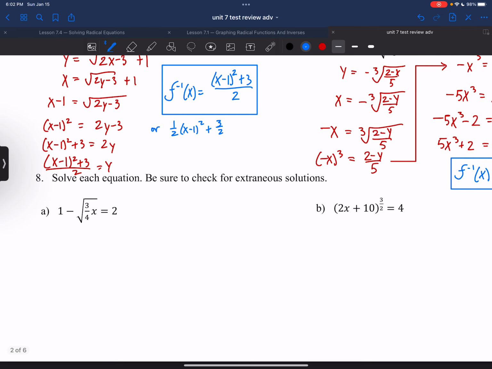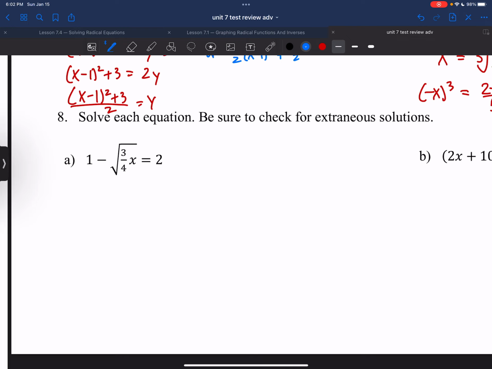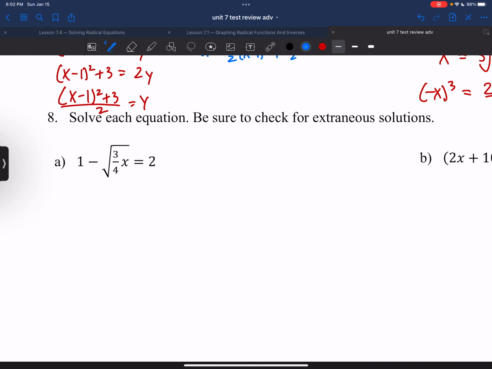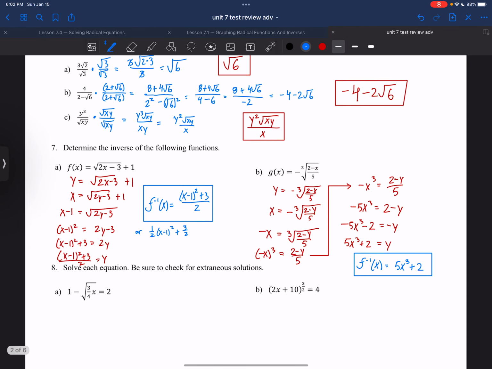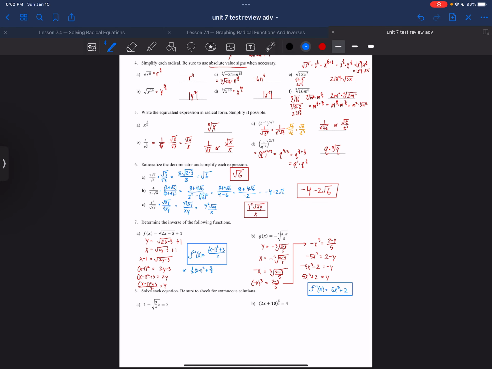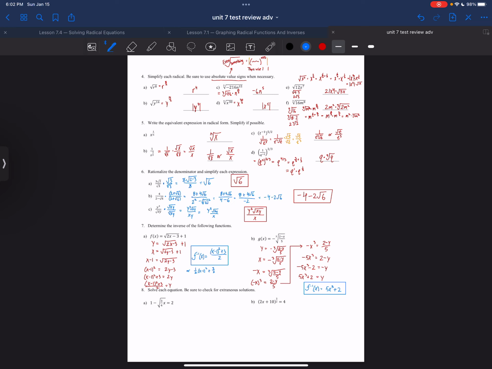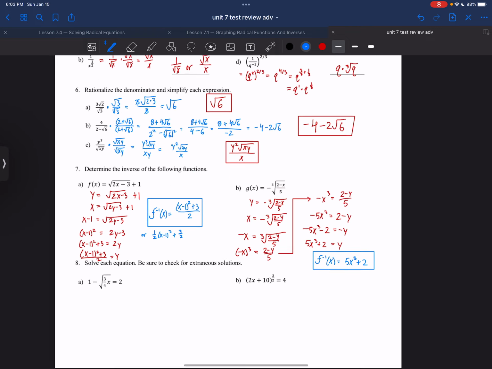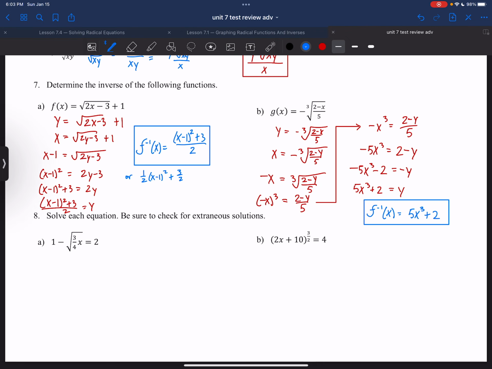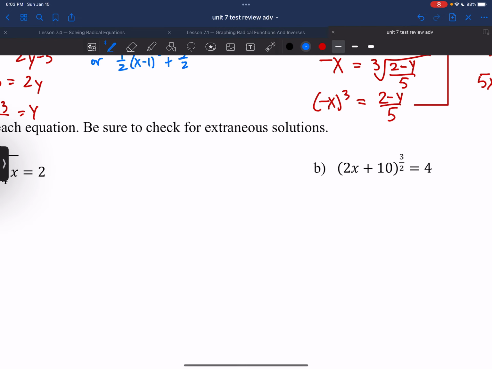Okay, moving on to 8. Solve each equation. And remember that we are still in the basics section. That doesn't mean that this stuff's easy. I didn't call part 1 the easy problems. I never said that. Sometimes the basics are hard. But these are the basics, the fundamentals we have to know.